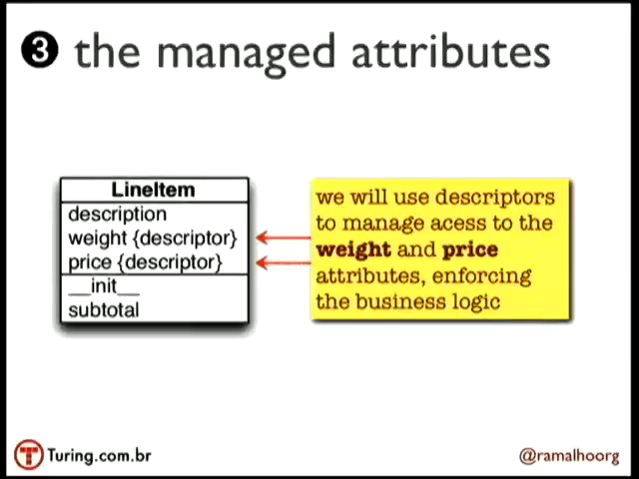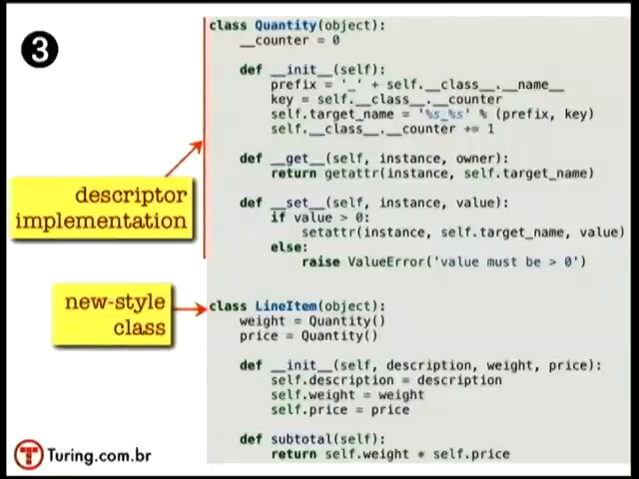This leads to the third and final part of the talk, the main part of the talk, where we talk about descriptors. So the idea is that I need this abstraction that in Python is called a descriptor. And those descriptors will manage access to the weight and price attributes. And this is how it's implemented.